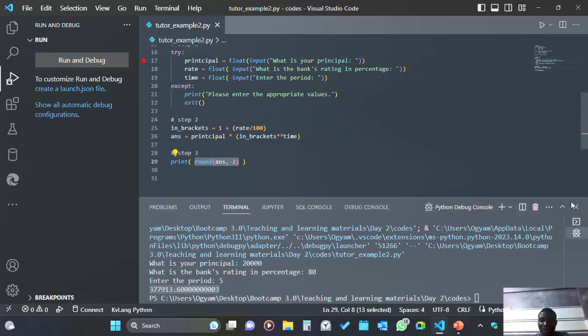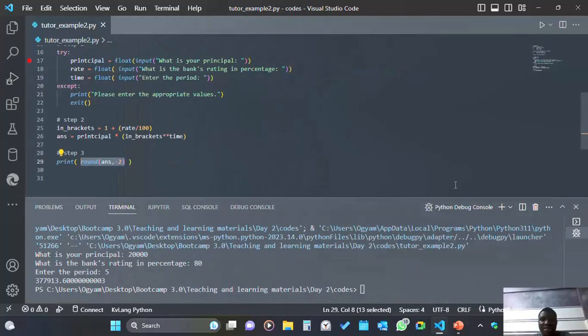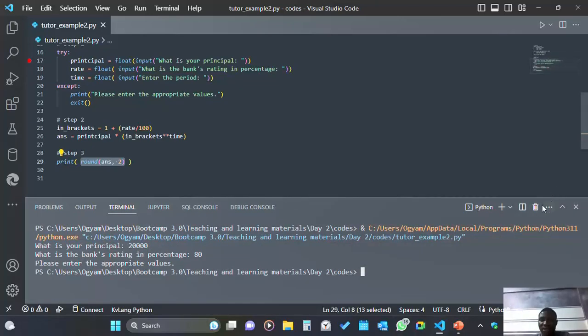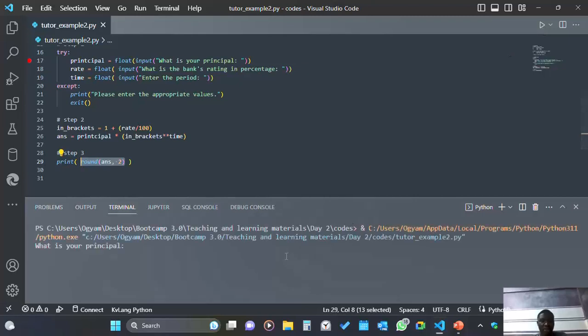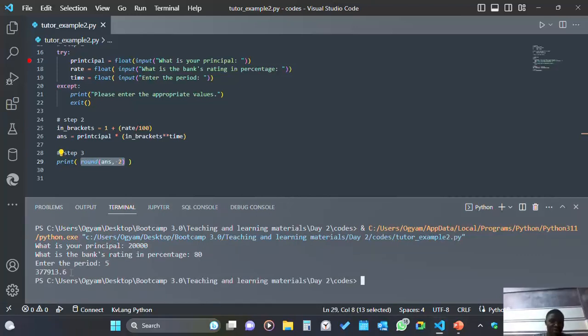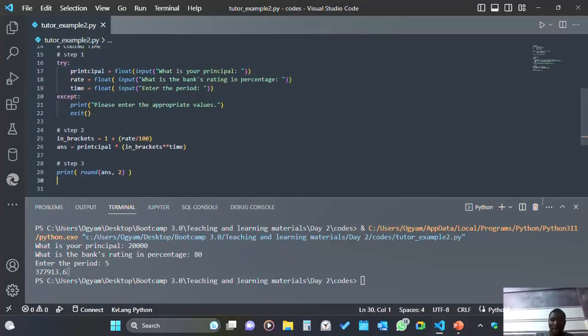So now instead of doing the debugging, you come here to do your debugging, but once you feel like everything is correct, you can close it and delete this one, delete it again, and you just need to run it from here. Okay, so once I run it, it says 20,000, 80%, then 5 years, then gives us 2 decimal places. The next number is a 0, so it's just omitted. Okay, and we've gotten our answer. You can remove your breakpoint now, and our code is working fine.